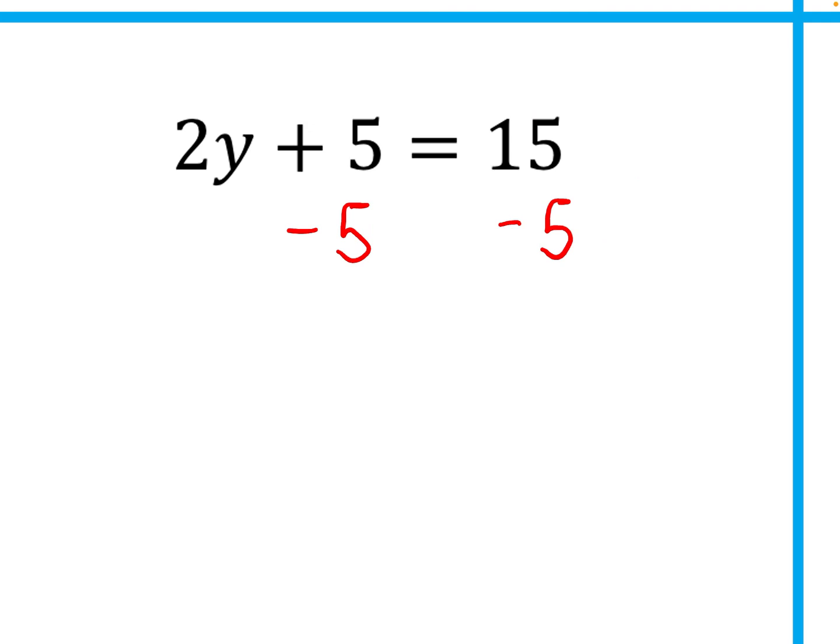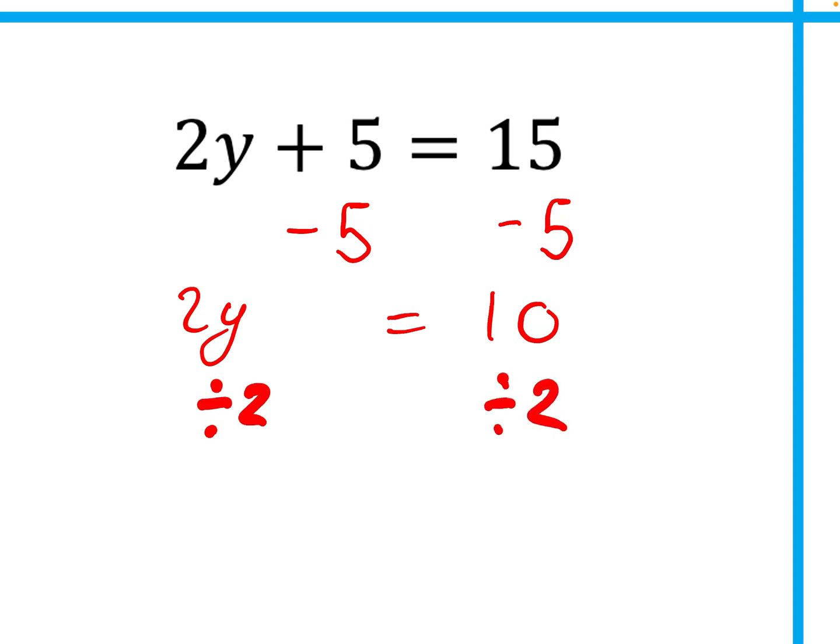So I've now been left with 2y equals 10. So here I've subtracted 5 in order to get rid of this 5. And whatever I do here, I'm also going to do here. Now we've got 2y equals 10. So now, remember, this is 2 multiplied by y. So in order to clear this, what's the opposite of multiplying by 2? It's actually dividing by 2.